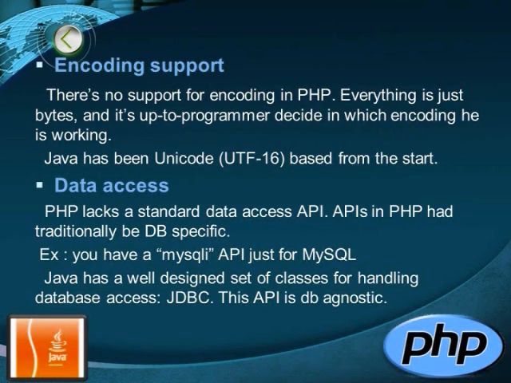Connection pooling is not a widely used feature. Java has a well-designed set of classes for handling database access, JDBC. This API is database agnostic, and you can switch databases without changing a single line of code. There are dozens of connection pooling implementations.